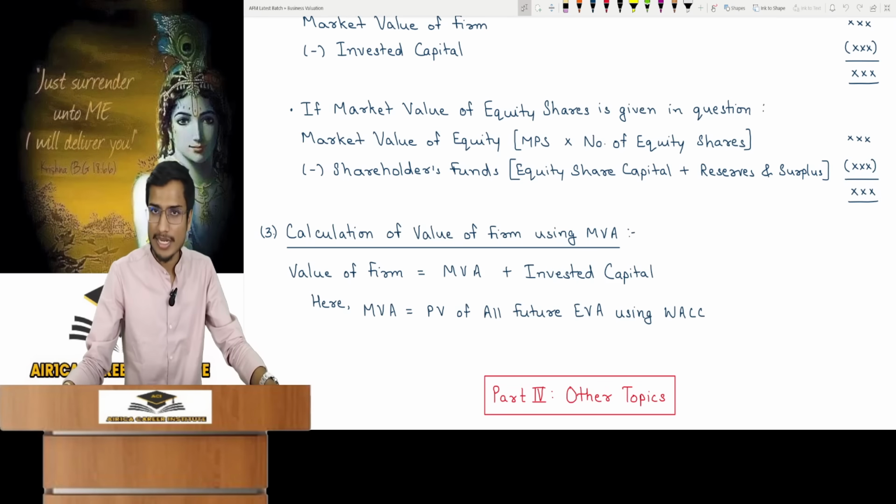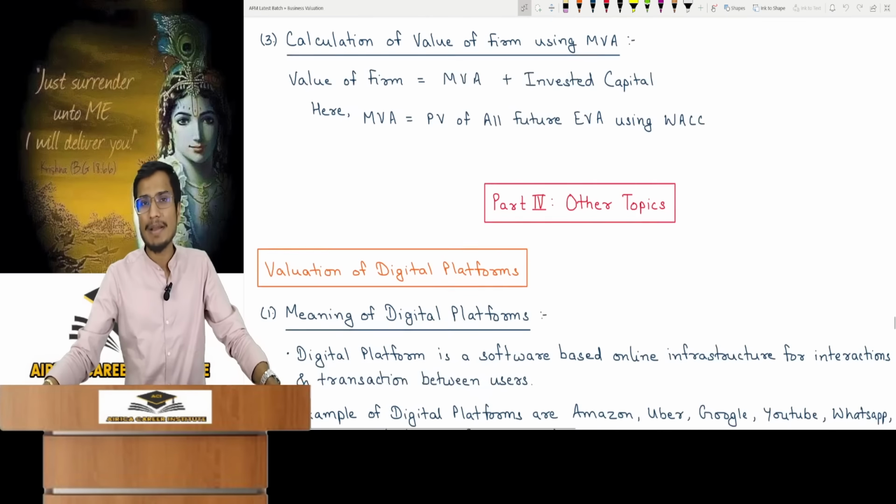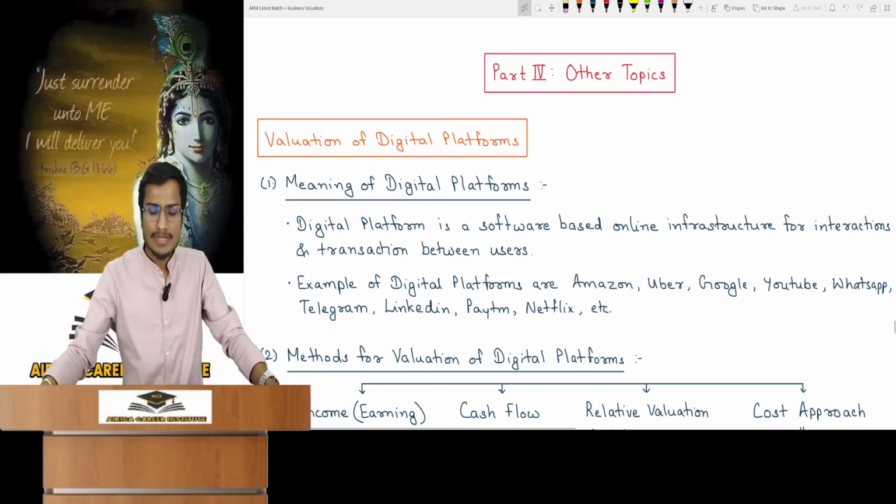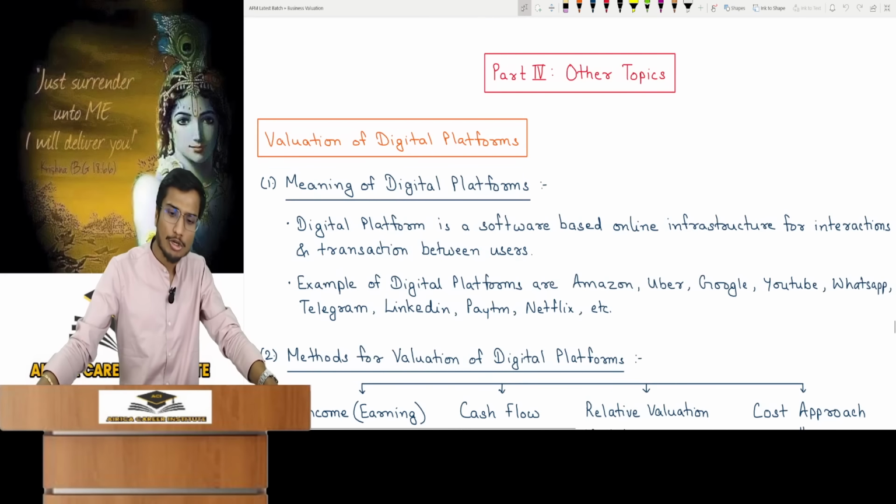Questions on this are rare. With this, the third part is also complete. It was a simple part. The last part, part 4, is other topics. Generally, no question is formed from this part, and it often doesn't come in the exam.